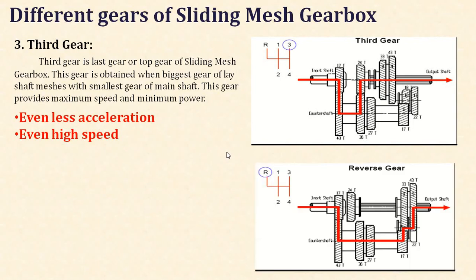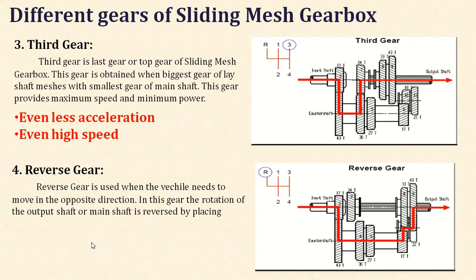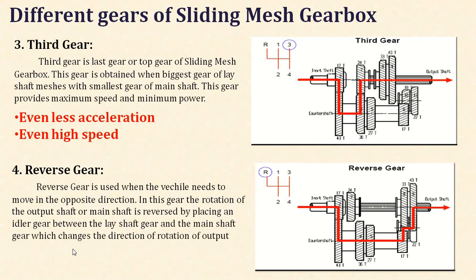And finally, there is the reverse gear. For the reverse gear we use the idler gear. Reverse gear is used when the vehicle needs to move in the opposite direction. In this gear, the rotation of the output shaft and the main shaft is reversed by placing an idler gear between the lay shaft gear and the main shaft gear, which changes the direction of rotation of the output shaft, that is shown in this figure.